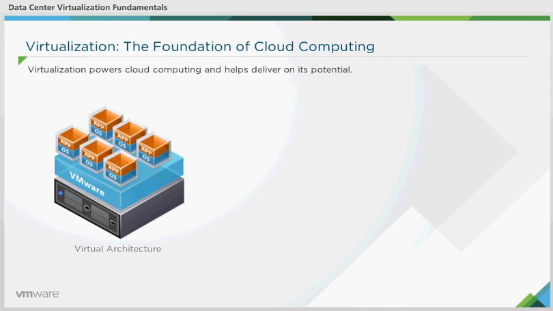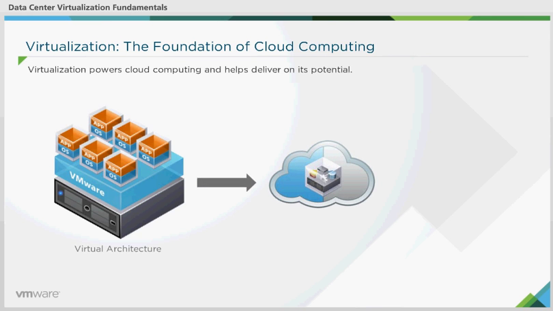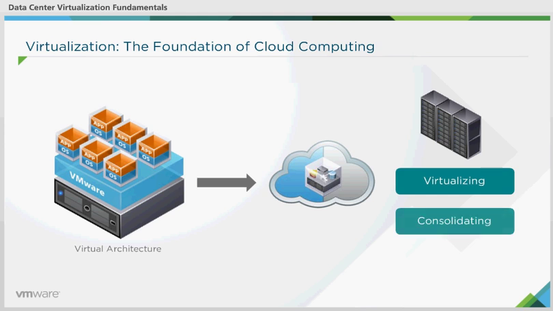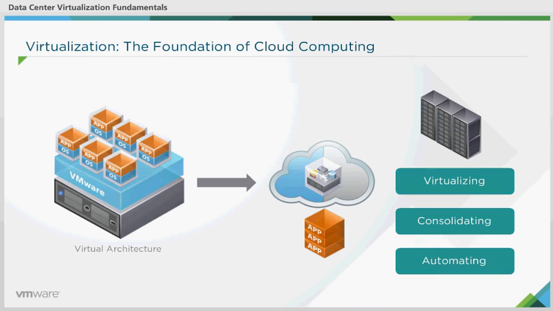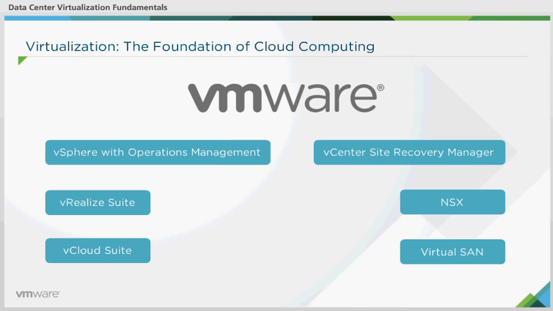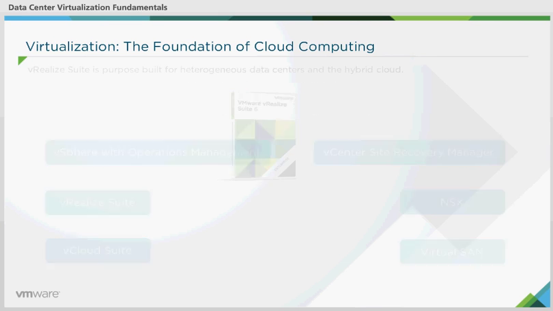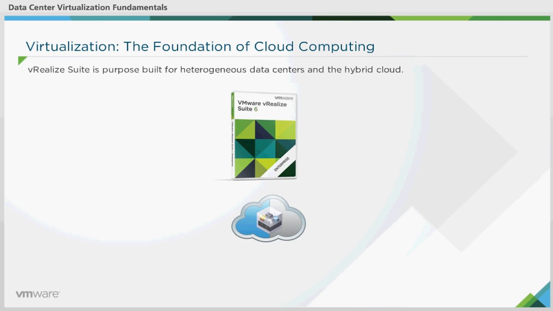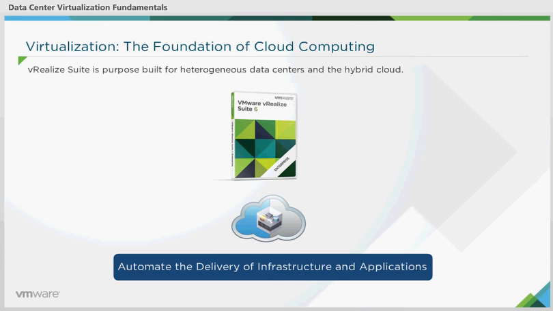Virtualization is the fundamental technology that powers cloud computing and helps deliver on its potential. By virtualizing, consolidating, and automating your data center resources and management, you can transform your data center into a flexible cloud infrastructure with the performance and reliability to run the most demanding applications. VMware offers several products and services that allow you to do just that. For example, VMware vRealize Suite is a cloud management platform purpose-built for heterogeneous data centers and the hybrid cloud. And among other things, it allows you to automate the delivery of infrastructure and applications across multiple hypervisors, private and public cloud, with both speed and control.